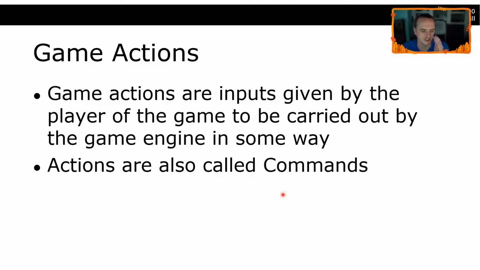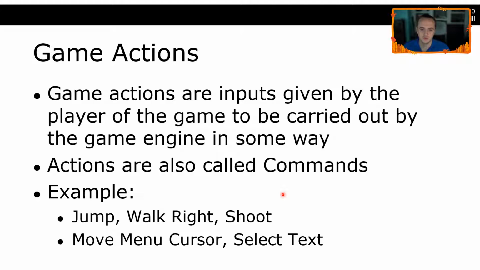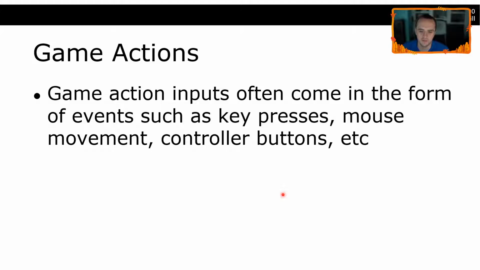And so, for example, we may want to give an action input to our game like jump or walk right or shoot or move the menu cursor up or down, or select this text option, right? So all of these are the actions that we want to input. And here, the actions are like the intuitive notion of what we want to happen. We're not talking about pressing the left arrow. Those are inputs, but the action is what we want to actually happen. So jump, for example. Game action inputs, the actual thing you press, often come in the form of events such as key presses, mouse movement, controller buttons, etc.